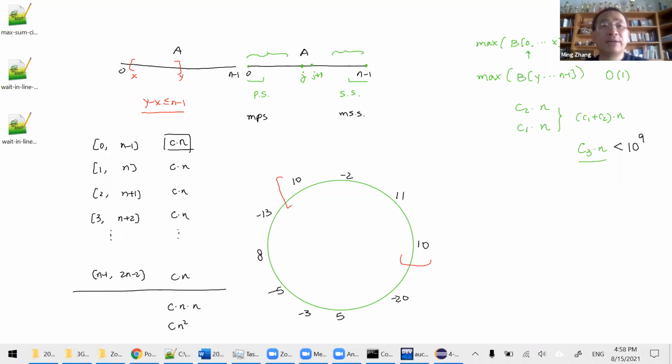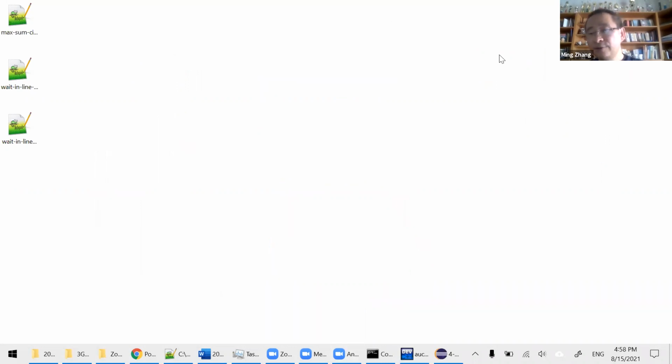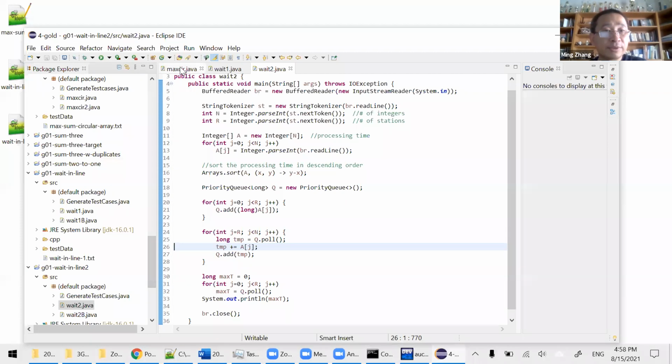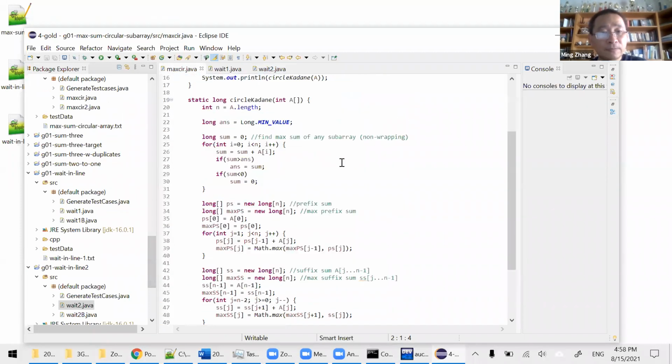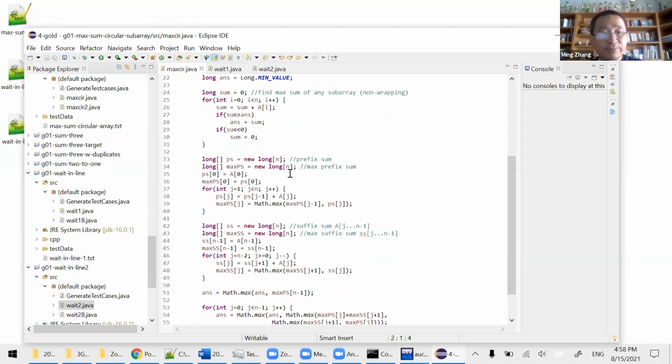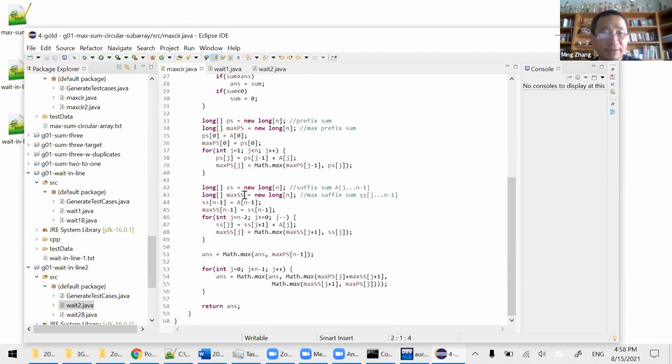Okay, anyway, so maybe this one running a little bit fast, right? Anyway, I'm going to walk you through one way to implement the idea. So I'm going to save. Oh, it's 58, time flies. You know what? I'll just send you the code. So here, this part is the non-wrapping, the Kadane's algorithm. This part is the prefix sum, and you get the max prefix sum, the suffix sum and get the maximum suffix sum.